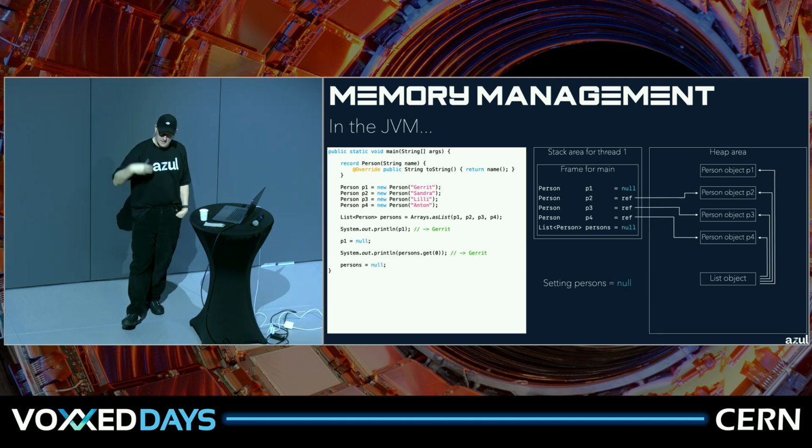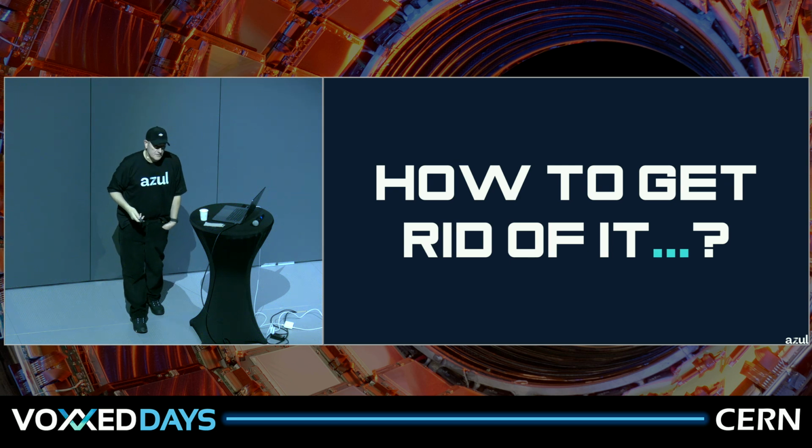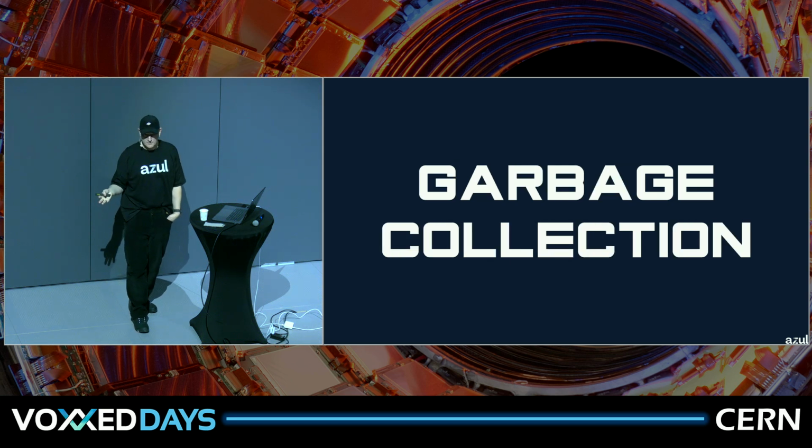If I set the list to null, then this internal reference is also gone, and I can only reach these three objects from the stack frame. All the rest is gone. In principle, this stuff is garbage. It's lying around in the heap, consuming memory, and we can't access it anymore. That means we have to get rid of these garbage objects. And how to do that? This is the idea of garbage collection.